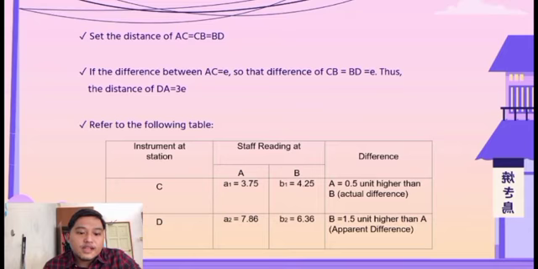Instrument at stations C and D. Staff reading at A: A1 equals 3.75, A2 equals 7.86. For B: B1 equals 4.25, B2 equals 6.36. The actual difference: A is 0.5 unit higher than B. The apparent difference: B is 1.5 unit higher than A.